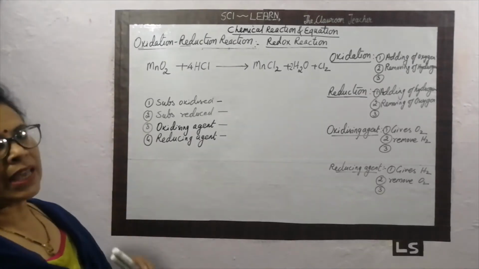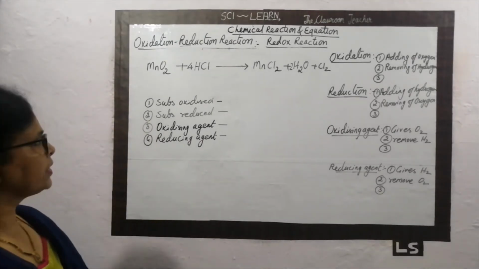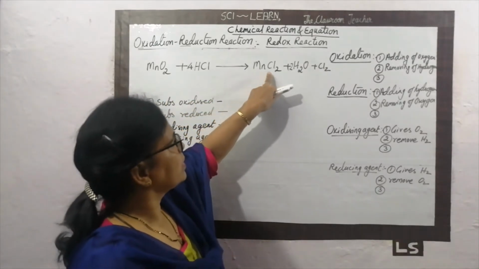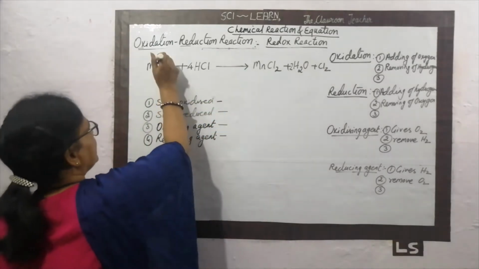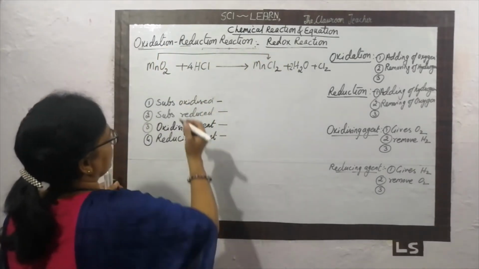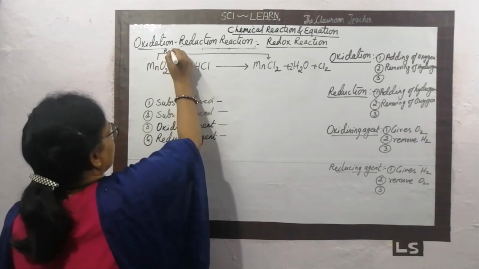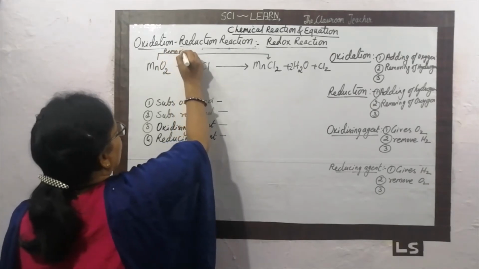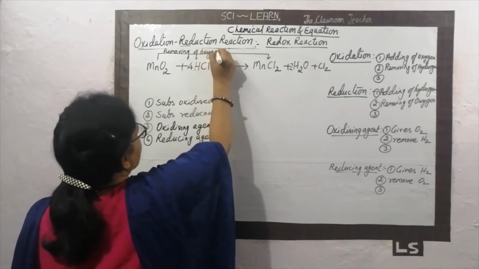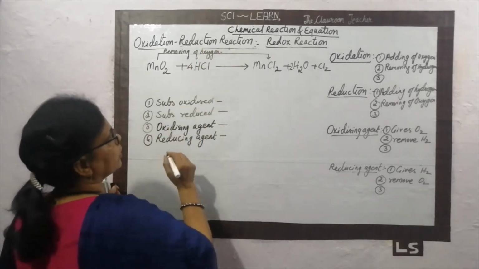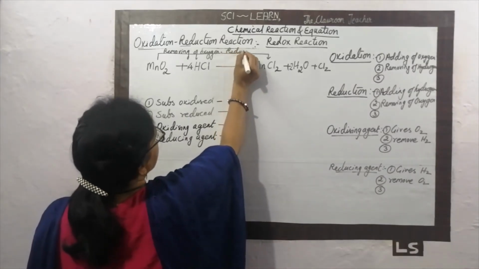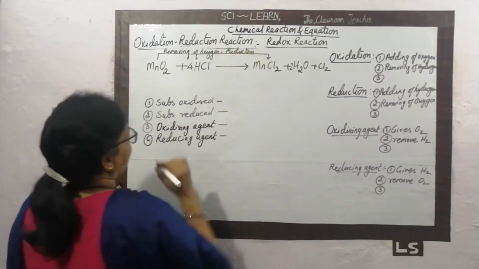Okay. Now what is going on here? Let's see it carefully. MnO2 is converted into MnCl2. So what actually happens here? This MnO2 releases oxygen. It is removing of oxygen. If oxygen is removed, then this process is called reduction. Simple. It is reduction.